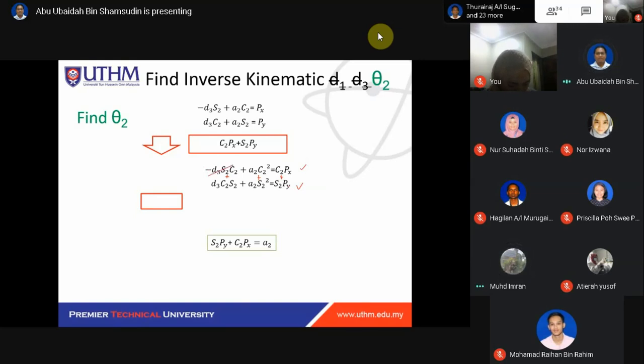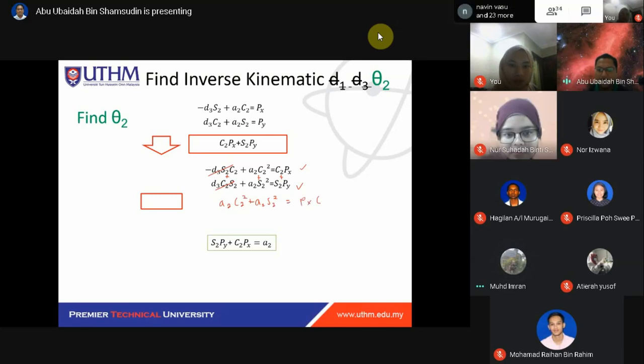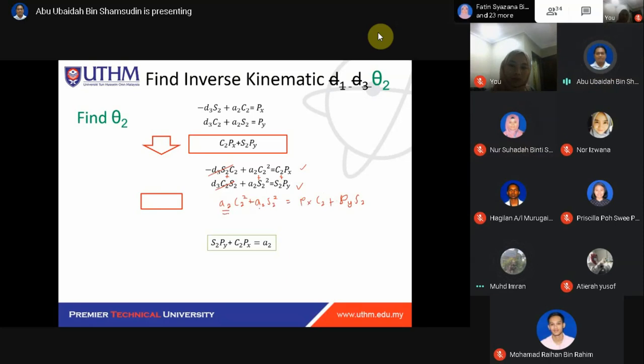Boleh potong. So what we will get is only A2 C2 plus A2 sin theta 2 plus Px C2 plus Py S2. Okay. So this one we can take out the A2, kan? So A2 times C2 power by 2 plus S2 power by 2. So this one is equal to what? Is equal to what? This one here.